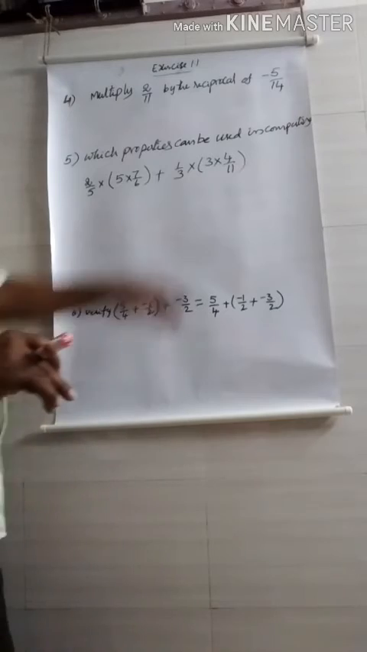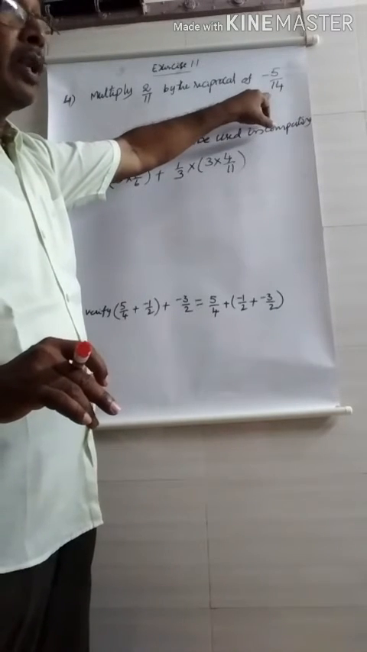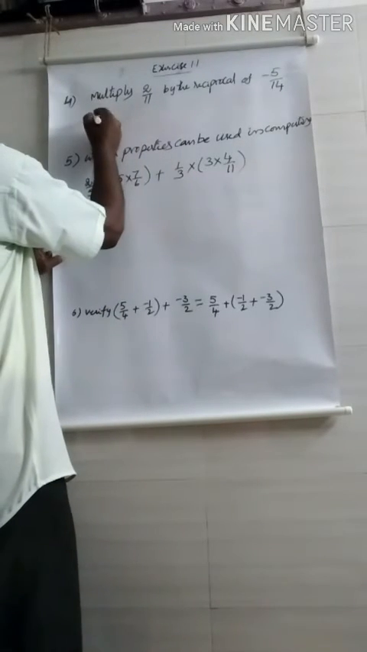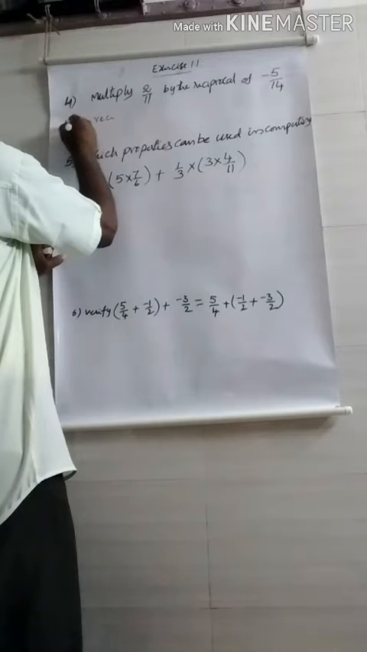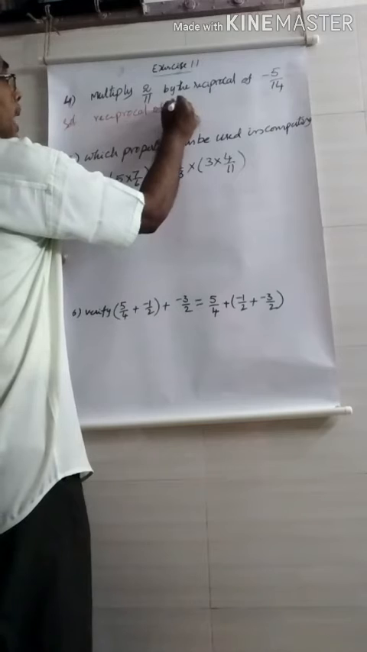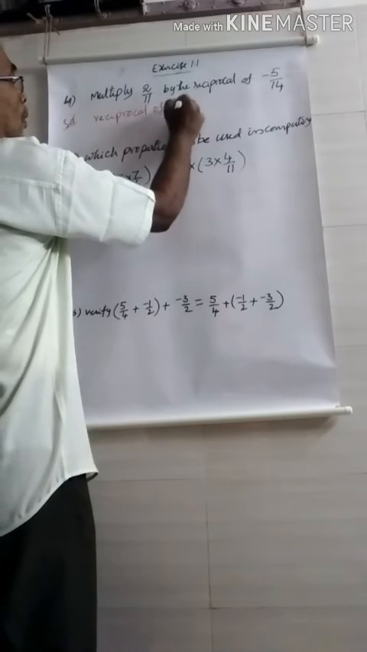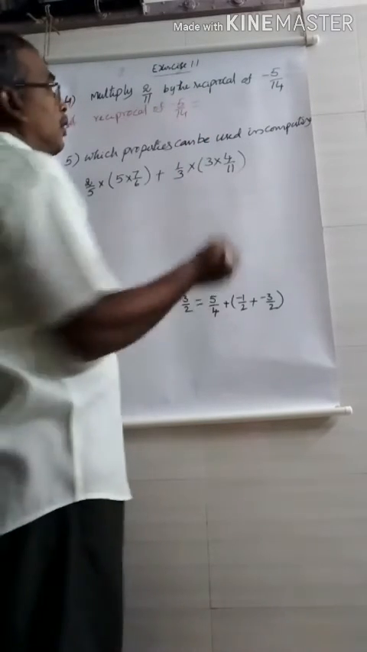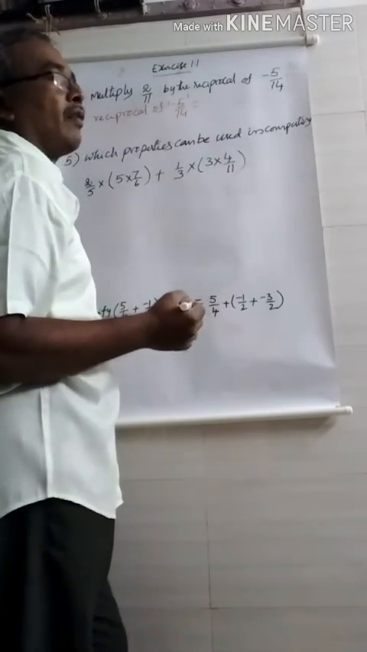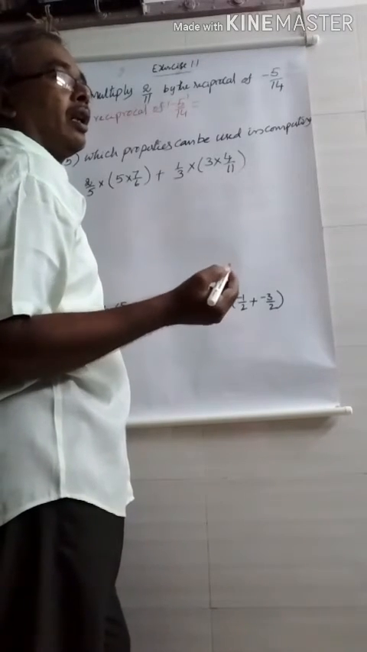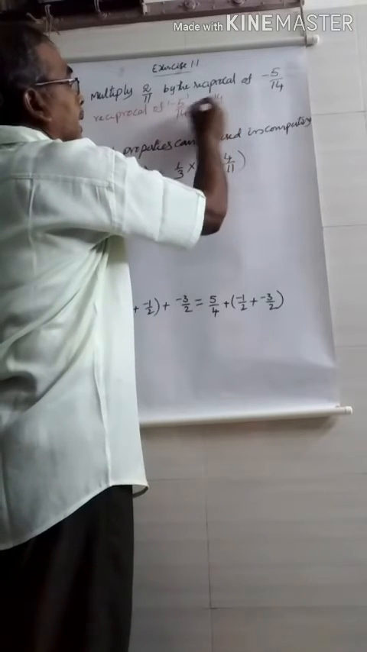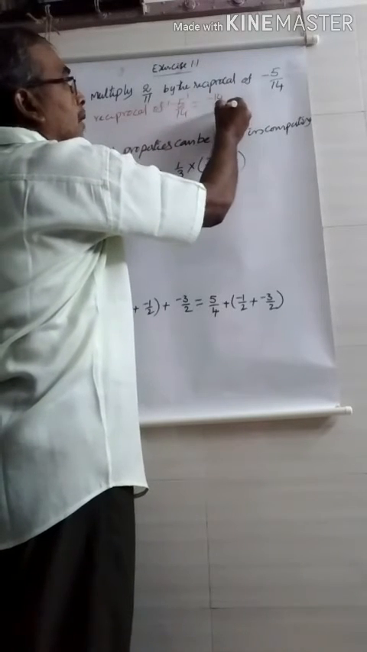That means minus 5 by 14 yo reciprocal tho deenni multiply cheyandi. Kabatti ippudu reciprocal enti? Reciprocal of minus 5 by 14. Already we know it. Reciprocal of minus 5 by 14 is, you may simply write in the place of denominator and numerator. That means minus 14 by 5.